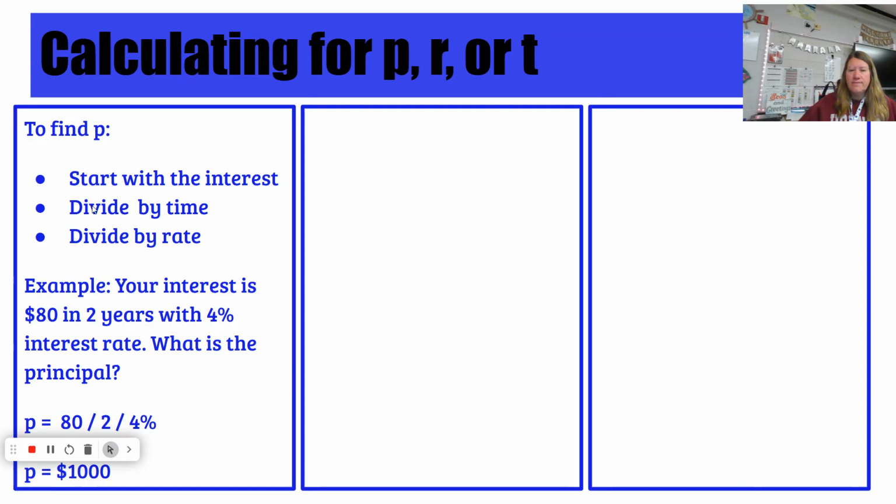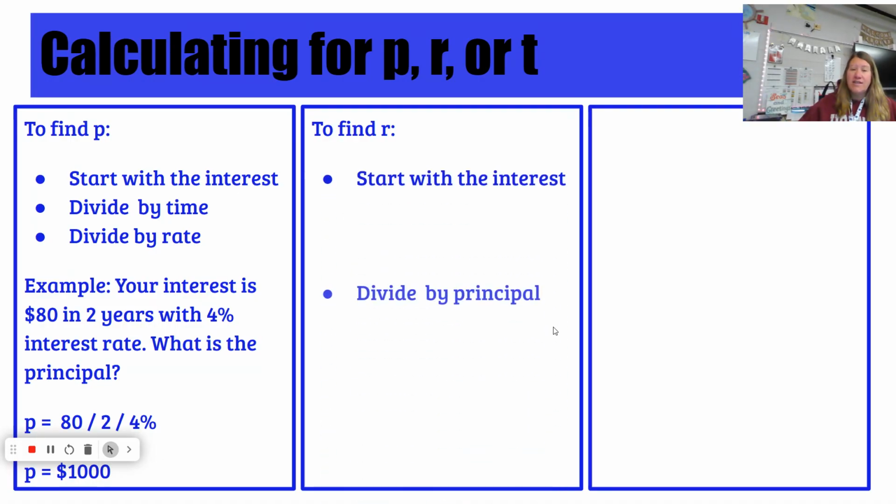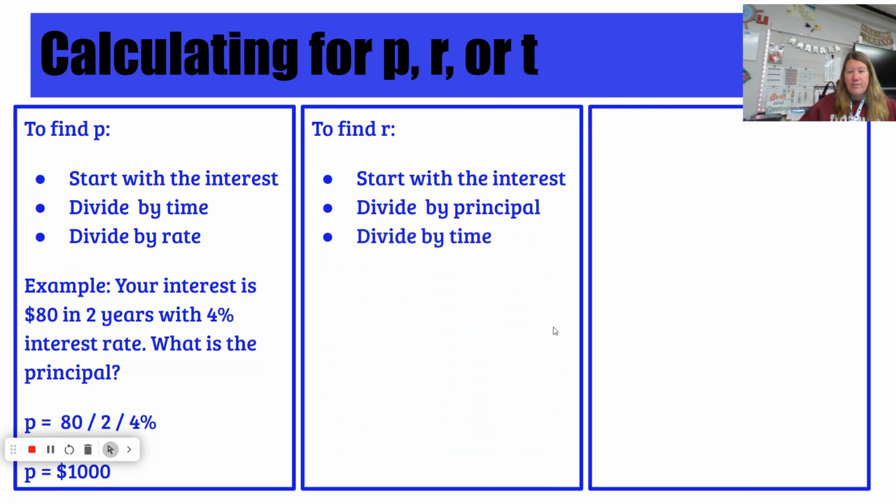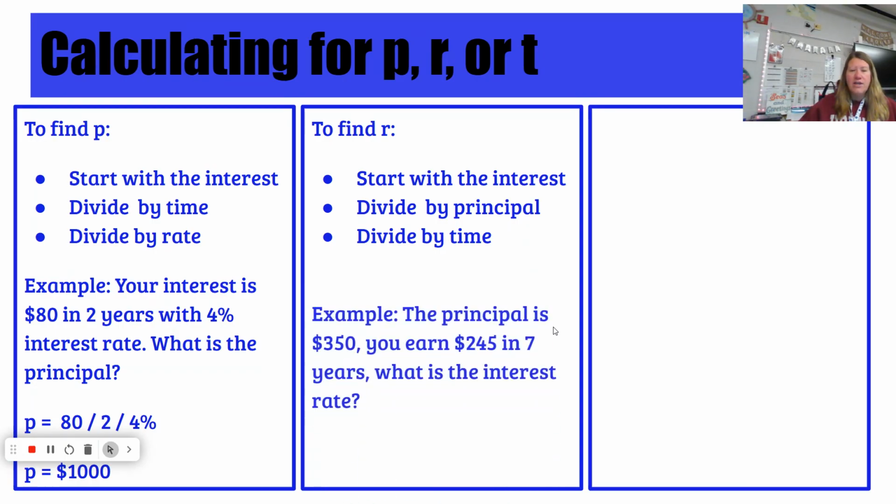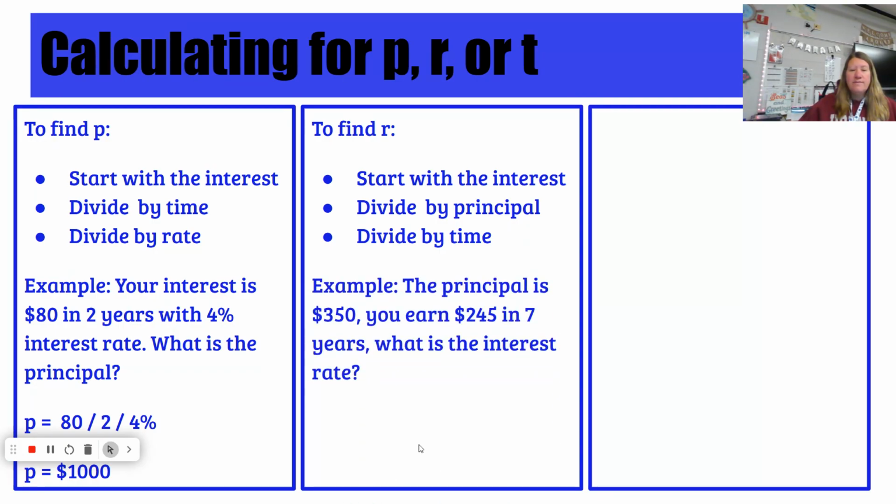That's the principal. Now, what if I need to find the rate? You're going to do the same thing. You are starting with the interest. You're going to divide by the other two numbers. Here you go. The principal is $350. You earn $245 in 7 years. What is the interest rate?